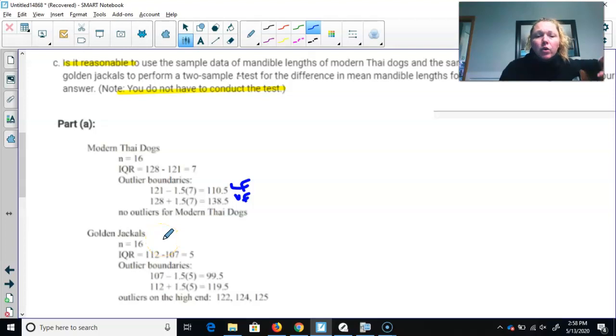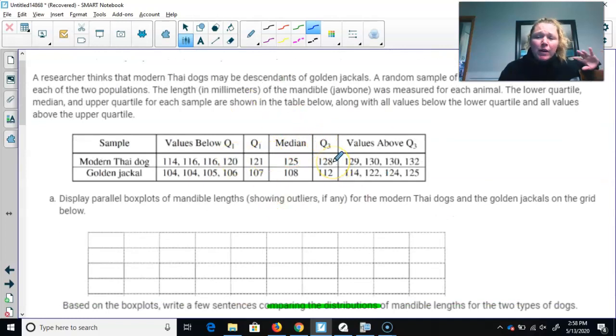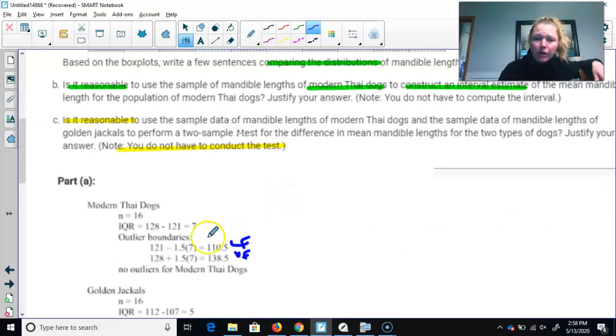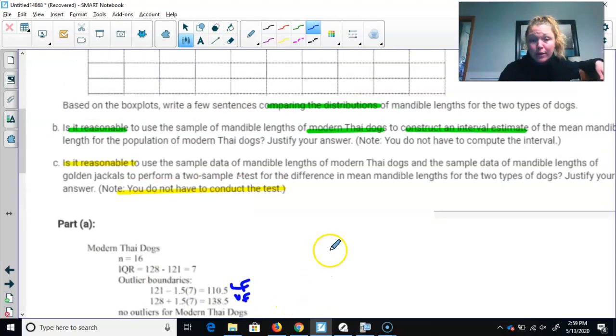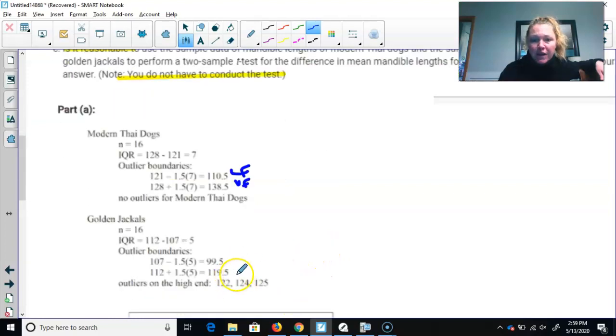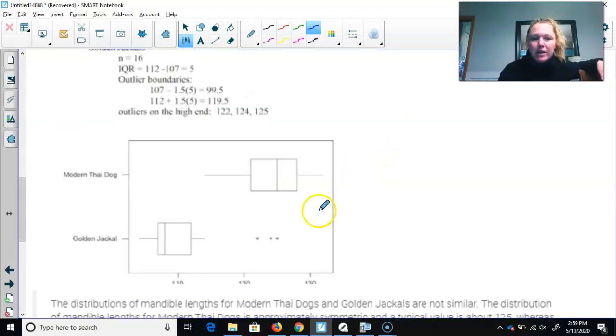Then we have our golden jackals. Again, we take our outliers because they gave us all this information up here, and I don't want to go through this all with you. I just want to quickly review. We do the same thing. We get a lower fence and we get an upper fence. And we do see that we have 3 upper outliers. Our upper fence was 119.5, so I go up and I see these 3 are all upper outliers. So I make my box plot and I show you here. This is a modified box plot, so we have 3 little stars.